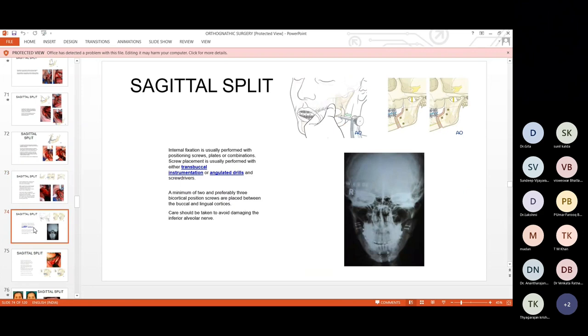So I usually do two types of fixations. One is called the confirmation screws, or also called the positioning screws. You can see that I usually do the transbuccal instrumentation. It is very comfortable and easier. The other one is the confirmatory screws. A minimum of 2 and preferably 3 bicortical position screws have to be there. It should not go down because it will injure the nerve. It should be along the upper border like that. Some people even do one at the lower border also.